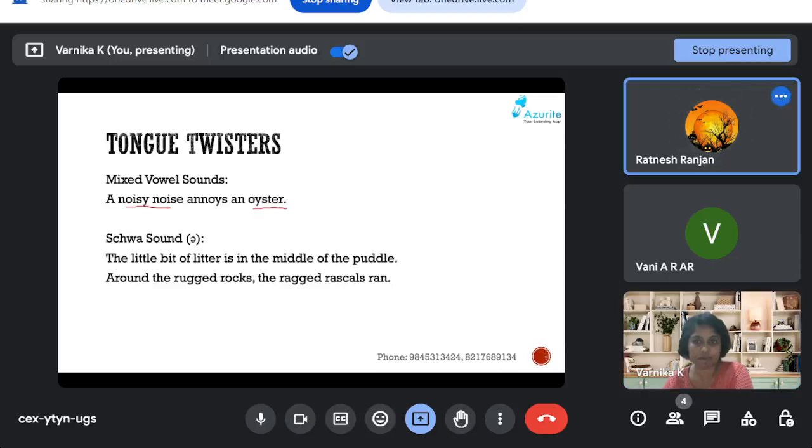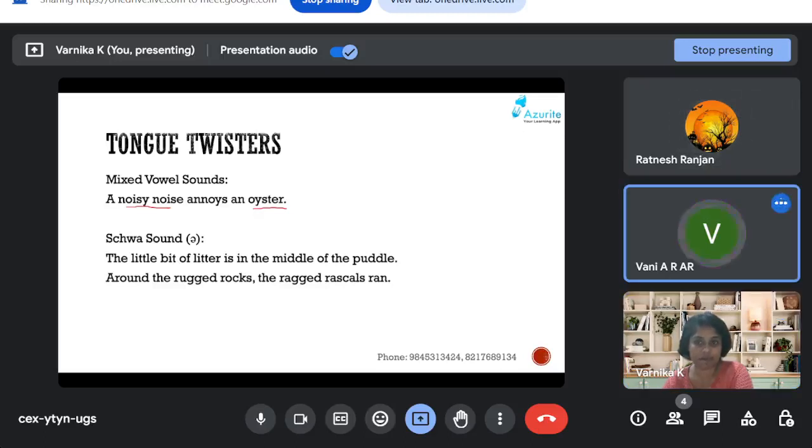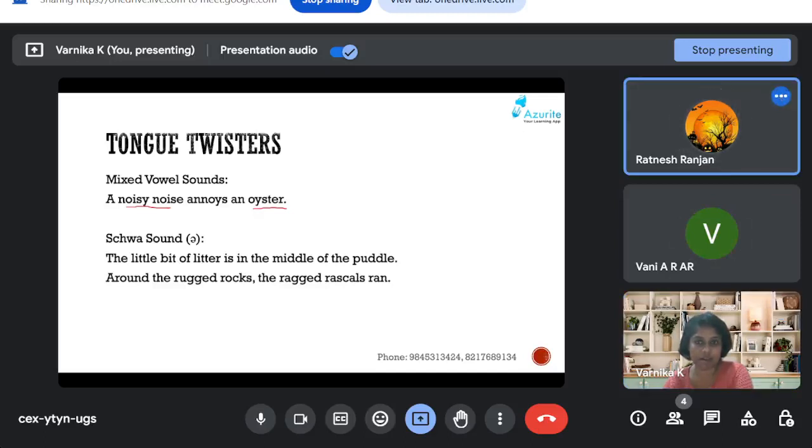The ragged rascal ran around the rugged rubber rocks. The ragged rascals ran. Yes. Rugged means rough. You know, rocks are not smooth, right? They're very rough. So a rough surface is a rugged surface.